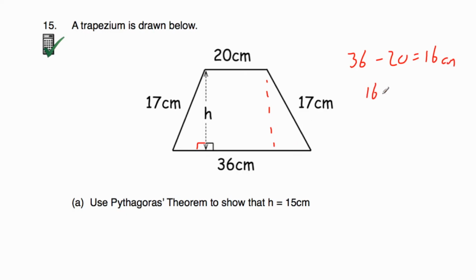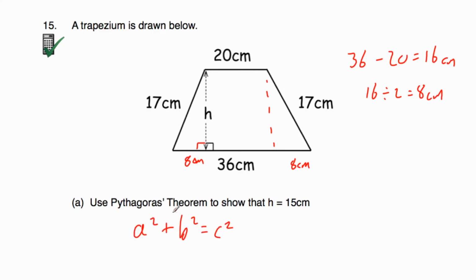But if we halve it and do 16 divided by 2, that's equal to 8 centimeters. So the distance from here to here is equal to 8 centimeters, and likewise that distance is equal to 8 centimeters. That's great, because now we've got a right angle triangle, we've got the longest side of the triangle, the shortest side of the triangle, and we want to find one of the missing sides.